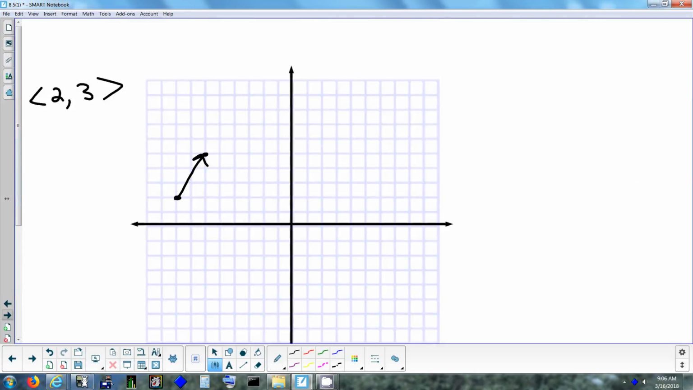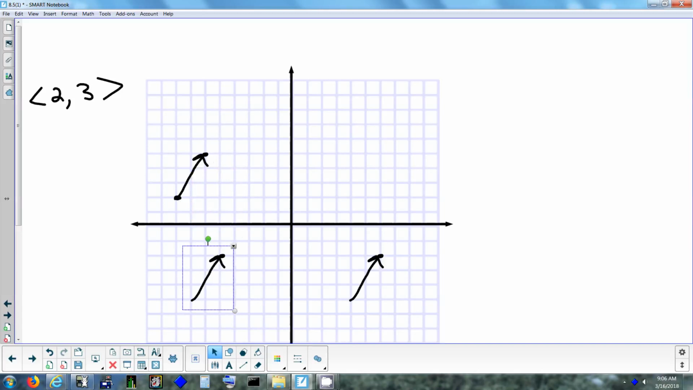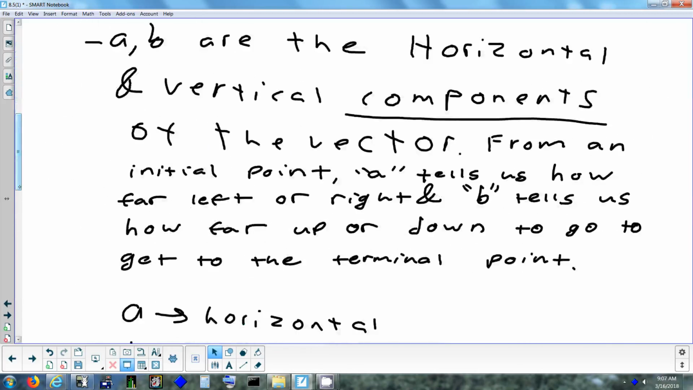Or you can copy and paste that anywhere that you want. 2, 3. 2, 3. You can even cross an axis. Doesn't matter. Those are all the vector 2, 3. But where do you think a common place to start is? Not any of the ones that I just did.